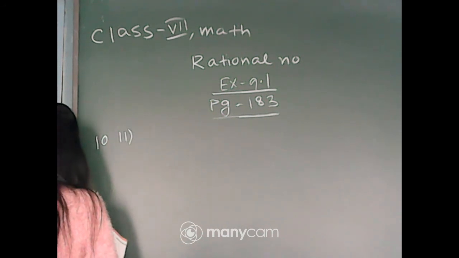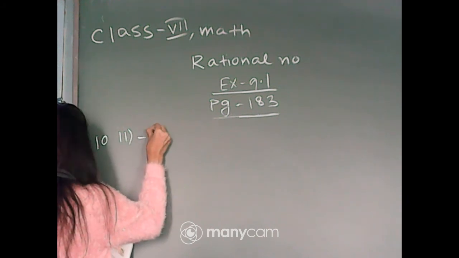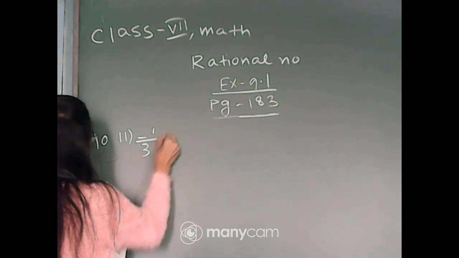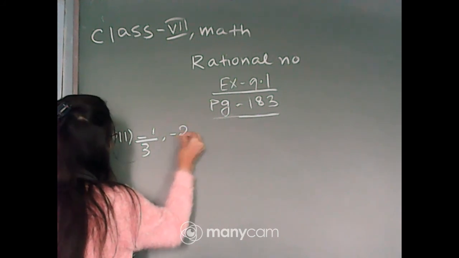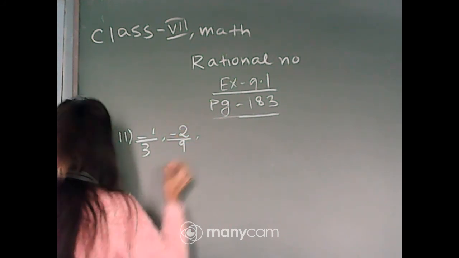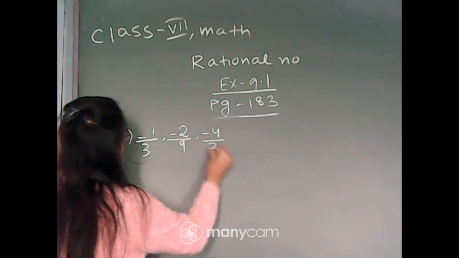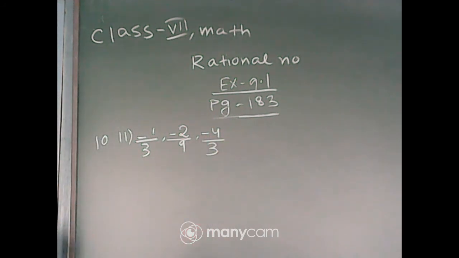And here the given rational numbers are minus 1 by 3, minus 2 by 9 and minus 4 by 3. We have to write these rational numbers in ascending order.